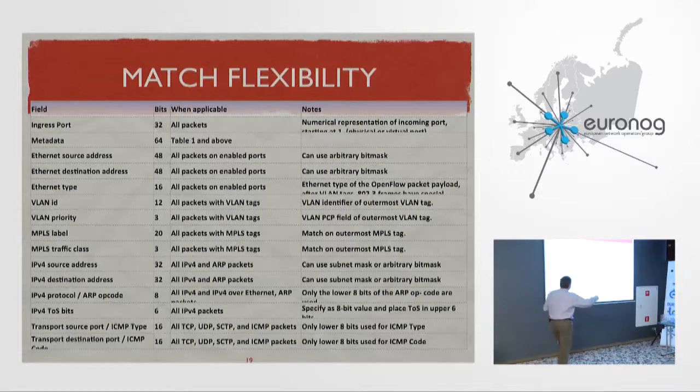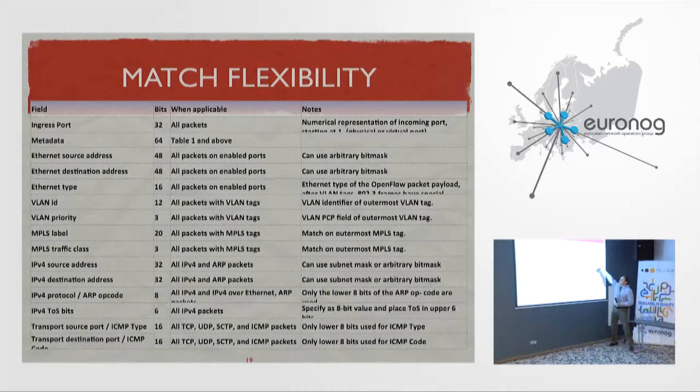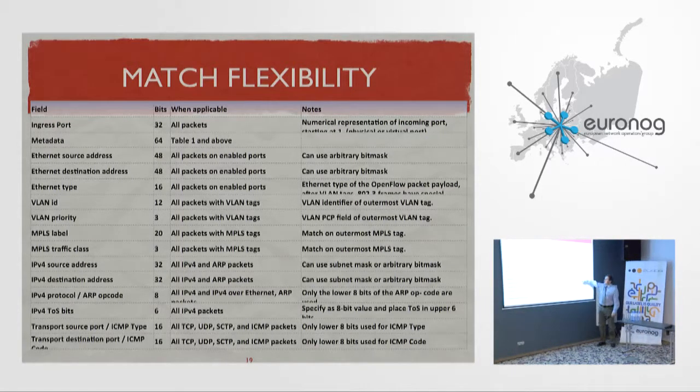What does this mean in detail? Ethernet source addresses with arbitrary bit masks. VLAN IDs, but we can only match the outermost VLAN tag in the protocol today. That's a bit of a disappointment. Only match on the outermost MPLS tag. This is only version 1.1 of the standard. Subnet masks are arbitrary bit masks, 8-bit values.